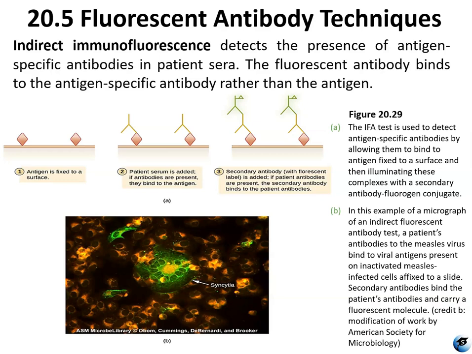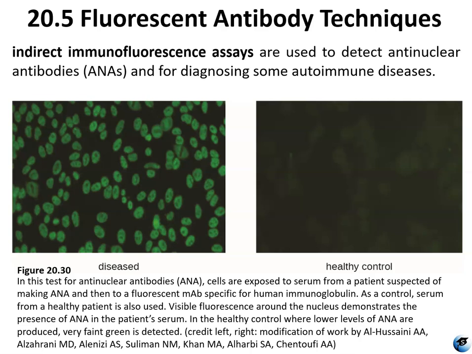And then you have secondary antibodies that bind to the patient's antibodies and carry the fluorescent molecule. So in English, what this means is they use an indirect immunofluorescence assay to see if this patient had measles, and because it's glowing, it is a positive test. Indirect immunofluorescence assays are used to detect anti-nuclear antibodies and for diagnosing some of your autoimmune diseases. These are just some more examples in figure 2030.